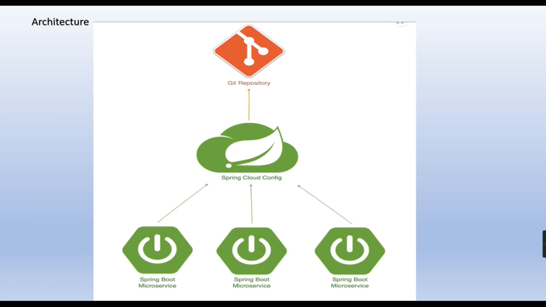If you look at the architecture, it is like this. Git is going to maintain our properties, and the Spring Cloud Config will be maintained. This cloud config will read the properties from the Git repository, and whenever a microservice wants to read those properties, it will be done with the help of cloud config. So between the microservice and the Git repository, cloud config will be playing a major role.